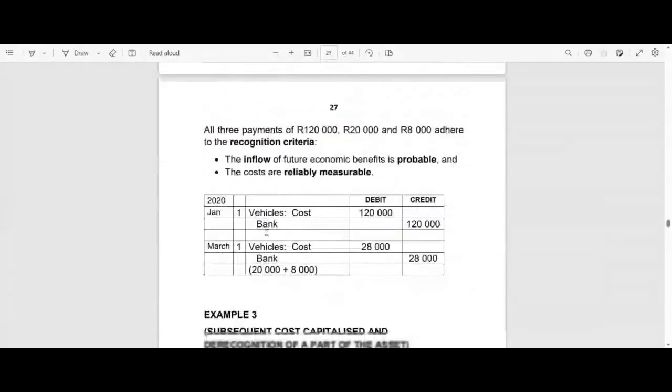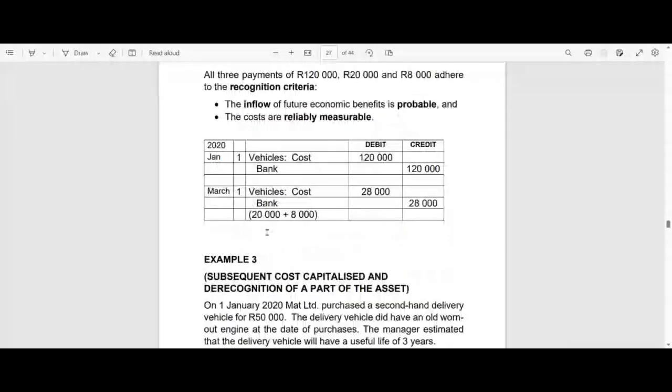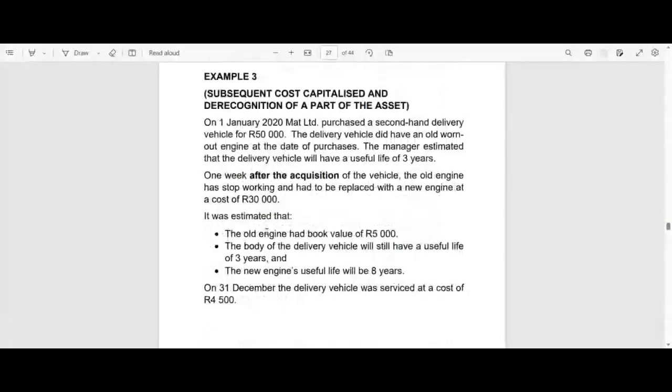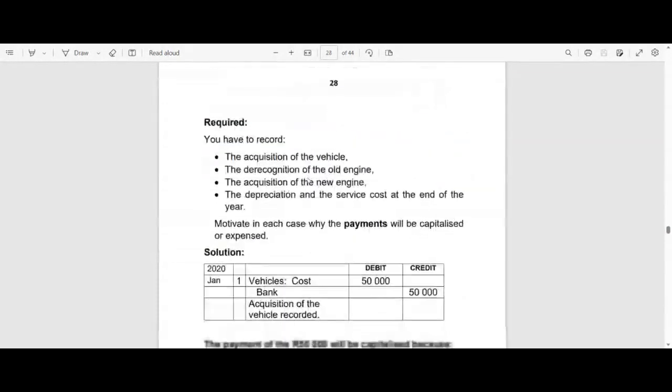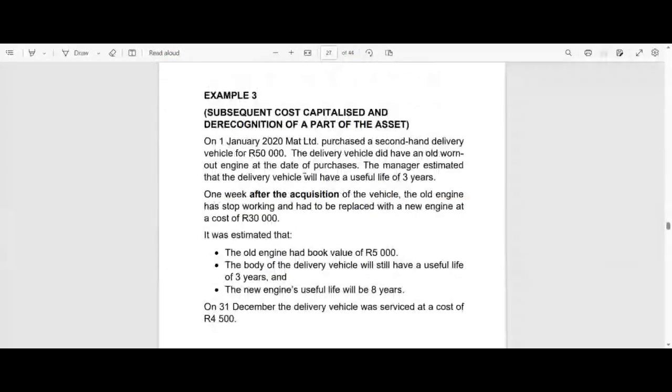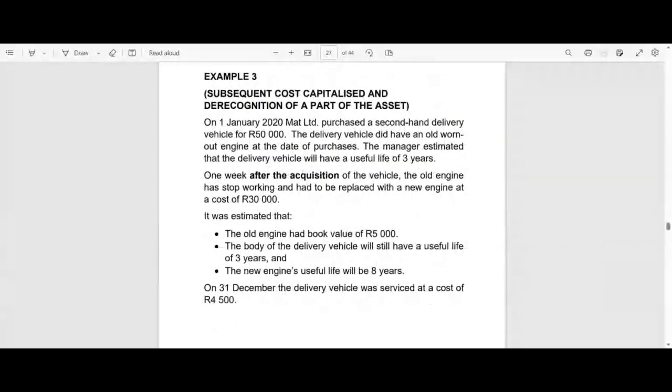Let me just see which one it is that I wanted us to have a look at. This one, example number 3, where we have subsequent cost that needs to be capitalized, and also the derecognition of a part of the asset. So let us work through this example, and then later on we are going to look at a very, very comprehensive example dealing with significant parts and derecognitions and so on.